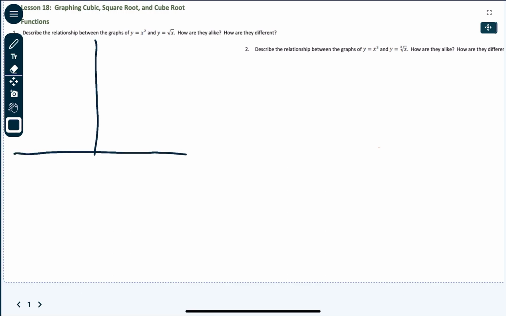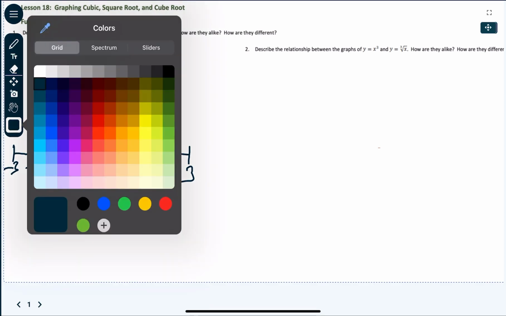So, if this is 0, 1, 2, 4, let's not do 2, 4, and 6 because those are going to get really big. Let's do 1, 2, 3. We'll do -1, -2, and -3. So let's do x squared in this green color.